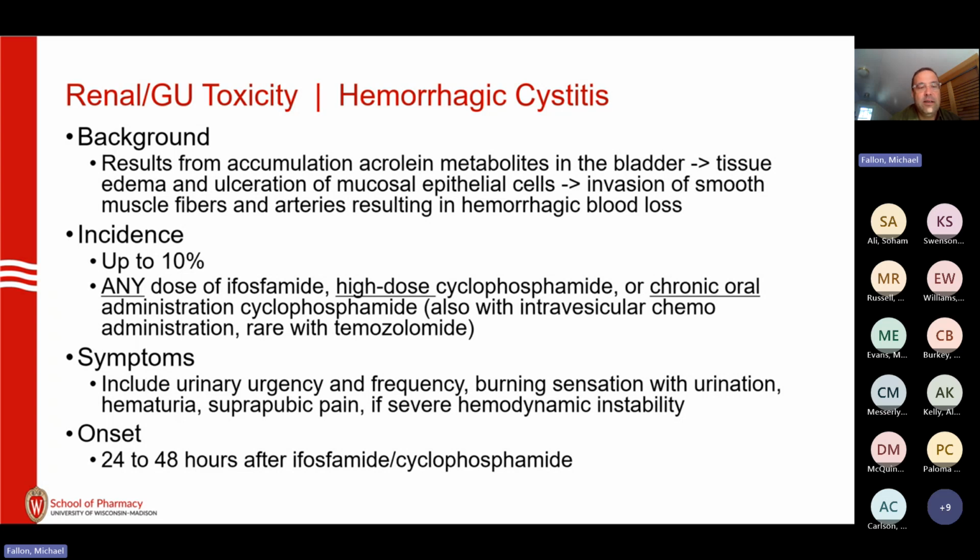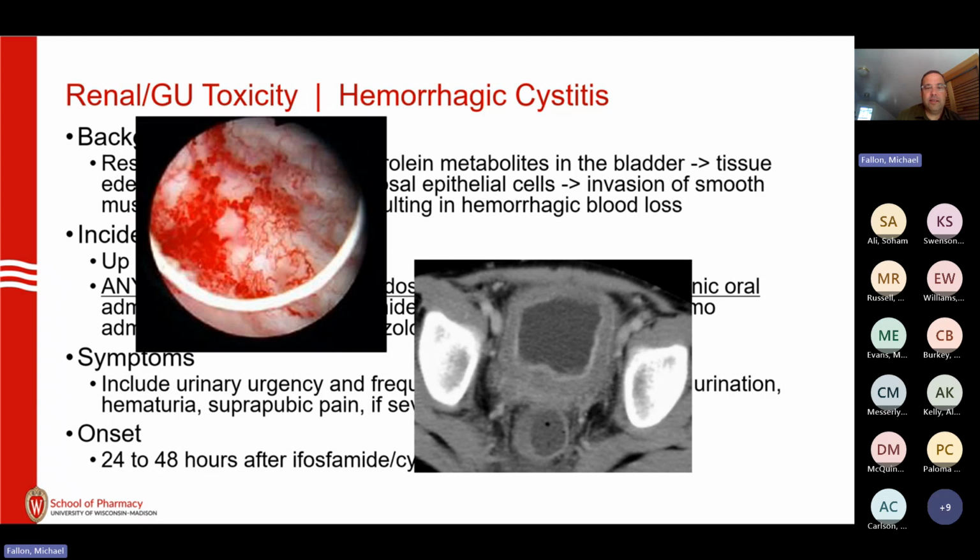We give mesna to capture the deleterious metabolite, which is acrolein, and we check the urine every day for blood in the urine. So there's a UA in the Beacon treatment labs, and the onset will be relatively fast after this. Both ifosfamide and cyclophosphamide have pretty short half-life, so you're not going to see it after 48 hours usually. And this is what it looks like on imaging, really inflamed lining of the bladder.